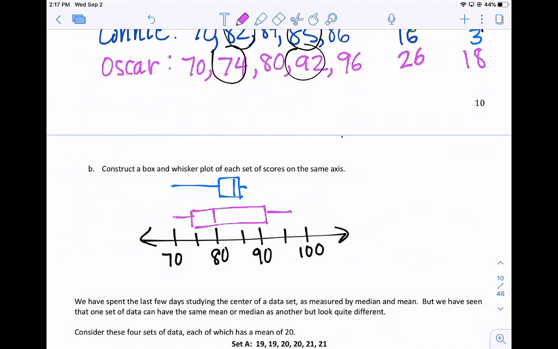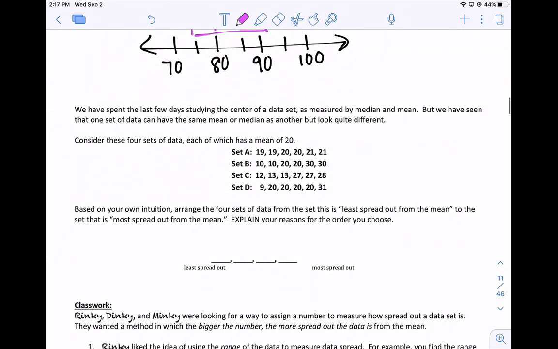Okay, so it says we have spent the last few days studying the center of a data set as measured by median and mean. So those are called measures of center, median and mean. It says, but we have seen that one set of data can have the same mean or median, but it can look quite different. So again, Connie and Oscar had the same average, but their numbers weren't exactly the same. They kind of told a different story.